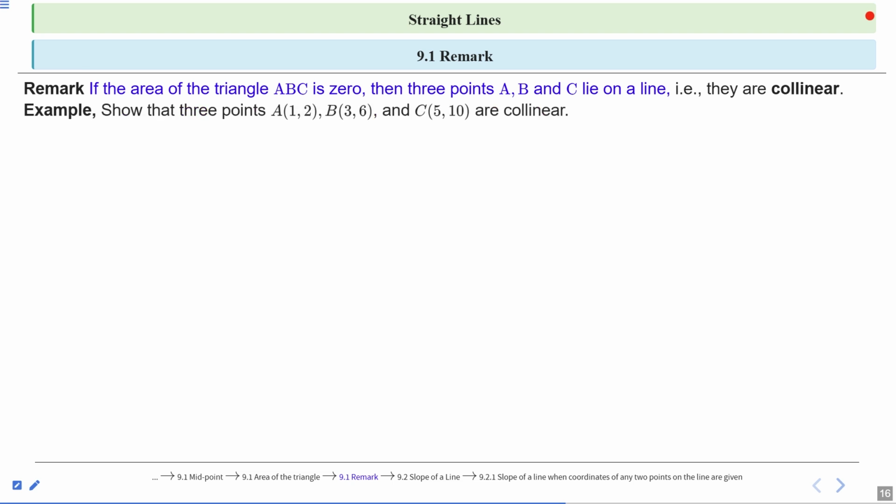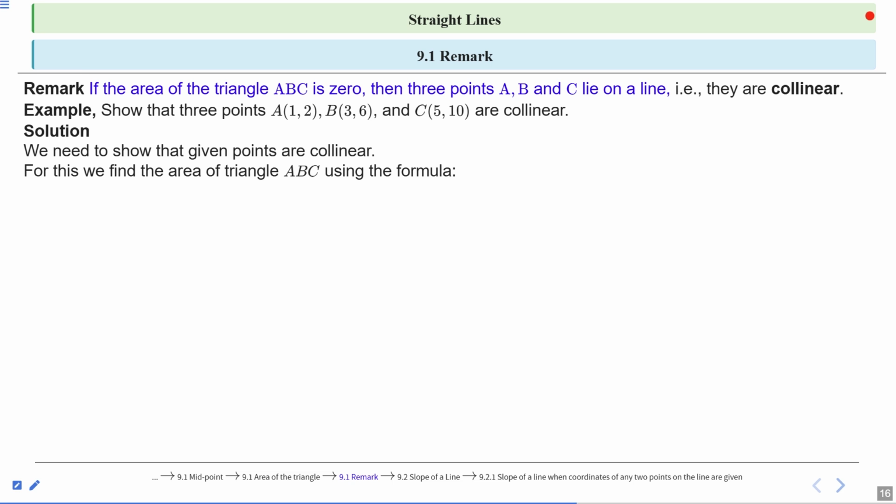So let us take an example. In this example, we have to show that 3 points A(1, 2), B(3, 6) and C(5, 10) are collinear. So how can you show these 3 points are collinear? Students, try it. So let us see the solution.